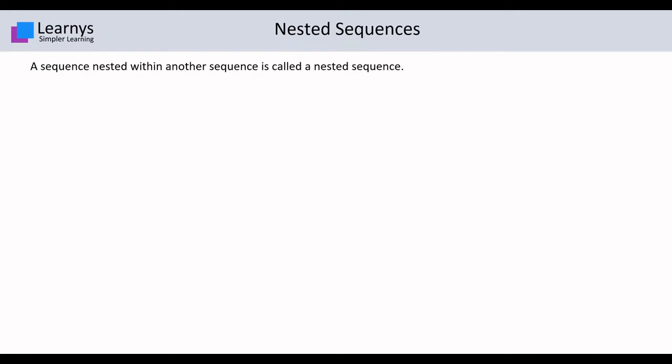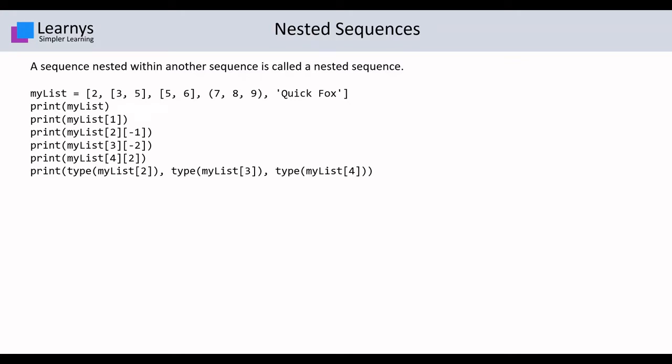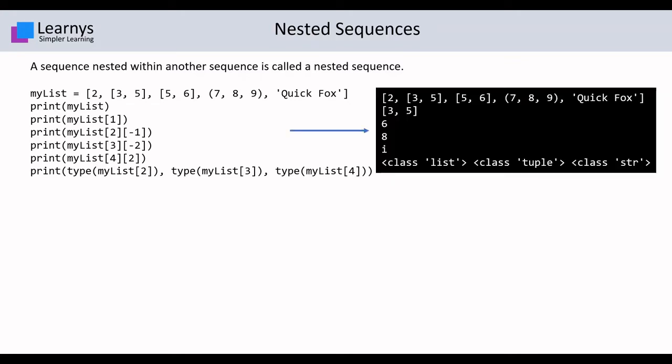Nested sequences. A sequence nested with another sequence is simply called a nested sequence. Let's see this example, run the code and see the output to understand what nested sequences mean. So here you have a list having an integer, another list over here, and a tuple plus a string. When we print the list, it will give all the values starting from 2 till the last value, that is quick fox.